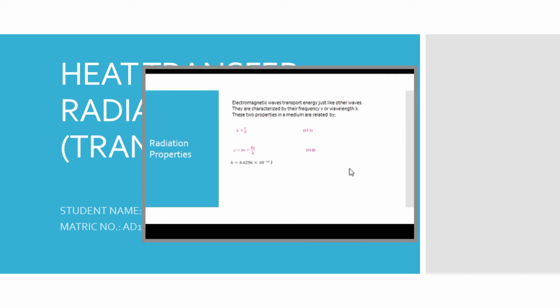Accelerated charges or changing electric currents give rise to electric and magnetic fields. These rapidly moving fields are called electromagnetic waves or electromagnetic radiation, and they represent the energy emitted by matter as a result of the changes in the electronic configuration of the atoms or molecules. Electromagnetic waves are characterized by their frequency and wavelength. These two properties in a medium are related by equation 11.1.